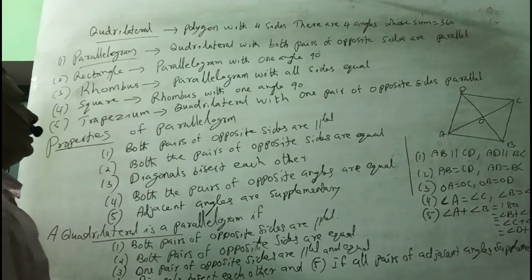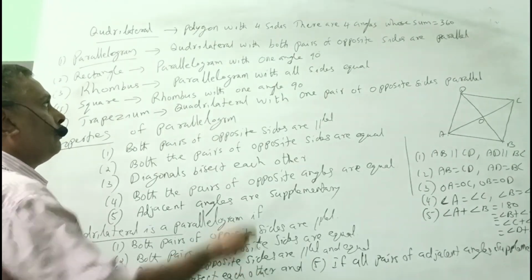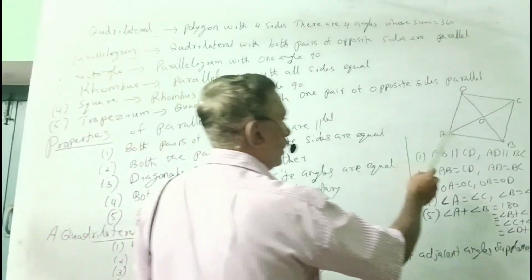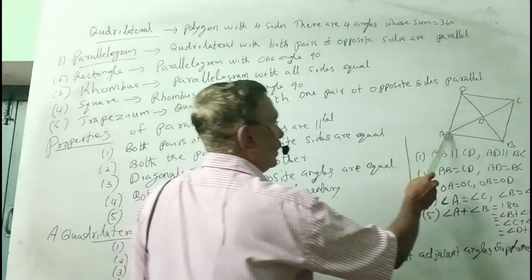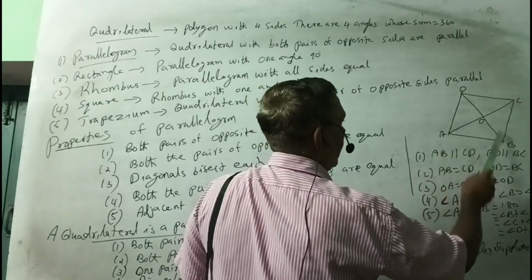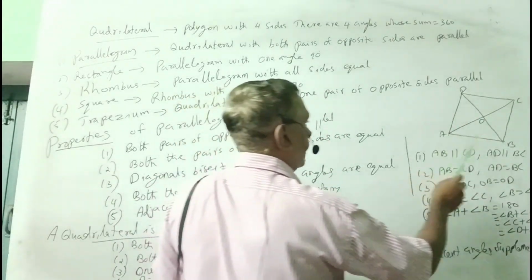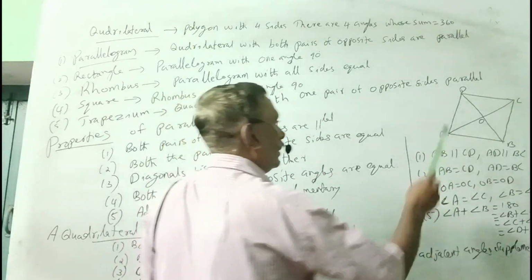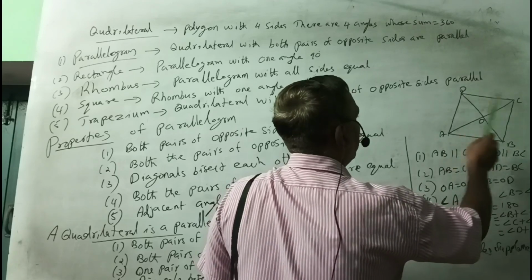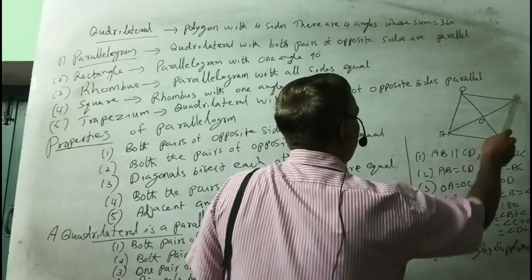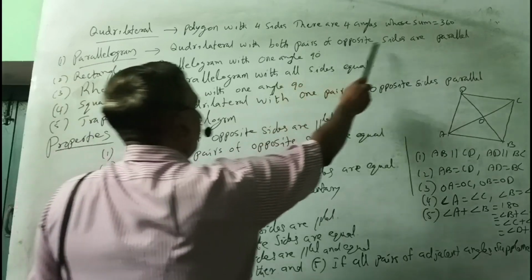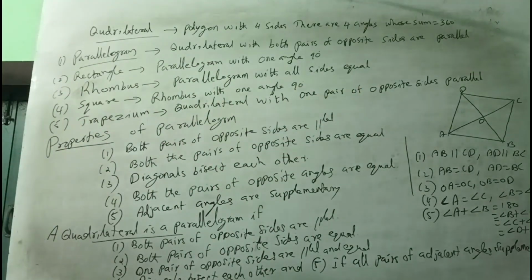What is a parallelogram? It is a quadrilateral in which both pairs of opposite sides are parallel. Means this is a quadrilateral in which AB and CD are opposite sides, and they are parallel. Similarly, AD and BC are opposite sides, and they are also parallel. So AB is parallel to CD and AD is parallel to BC. That is a parallelogram. So in a parallelogram, both pairs of opposite sides are parallel.